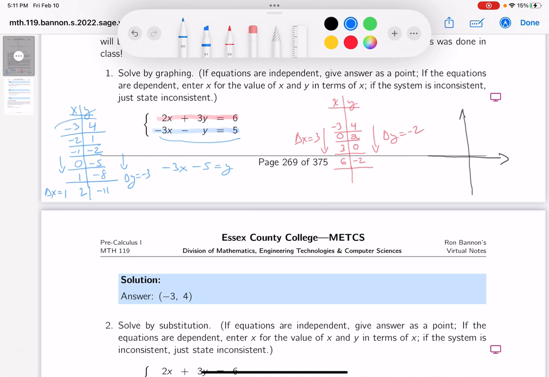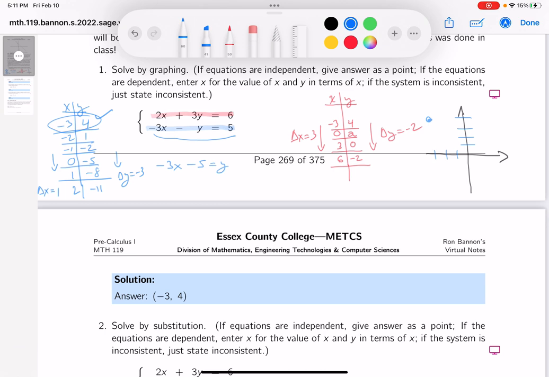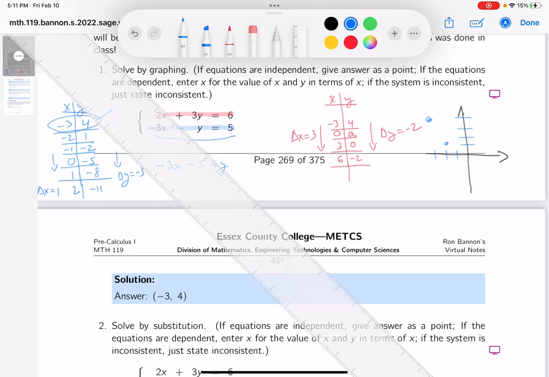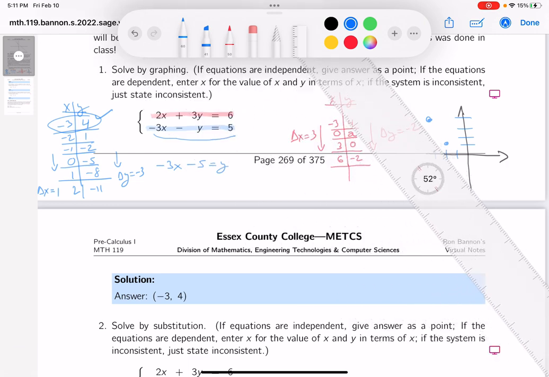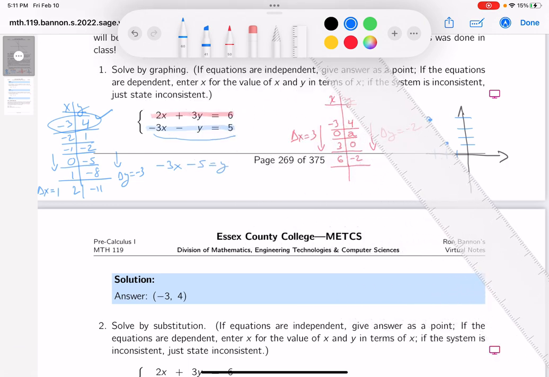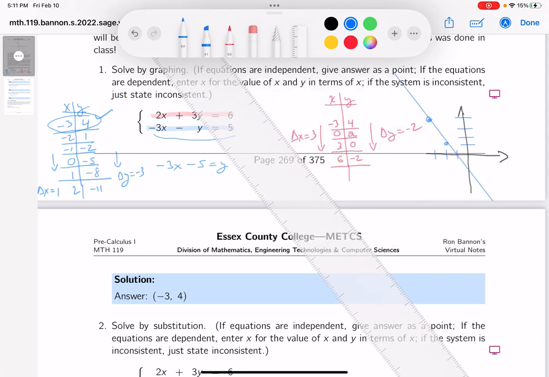I'm going to plot this point over here. That's -3, 4. So 1, 2, 3, and then 4 up. 1, 2, 3, 4. I got that one. And then it's -2, 1. That's about there. I'm going to draw my line in now. I'll draw the line through those 2 points. I'm not saying it's perfect, but it's good enough.